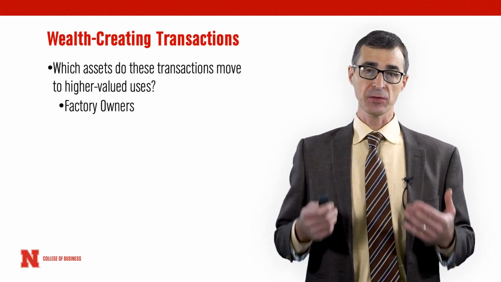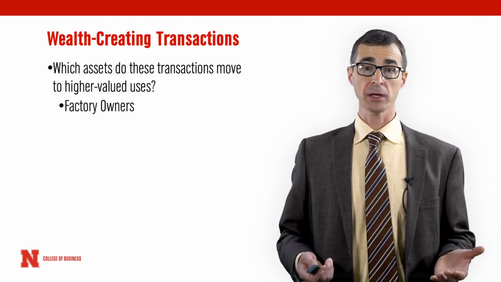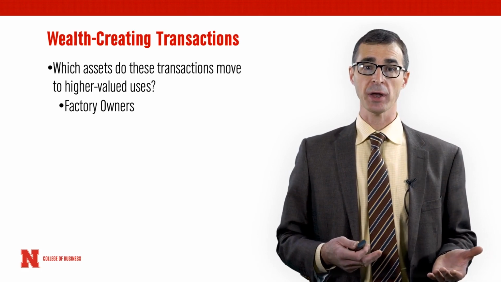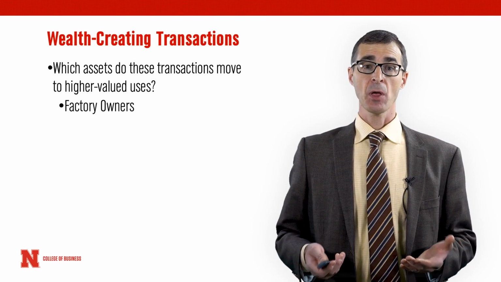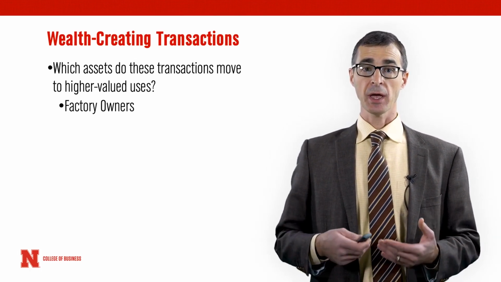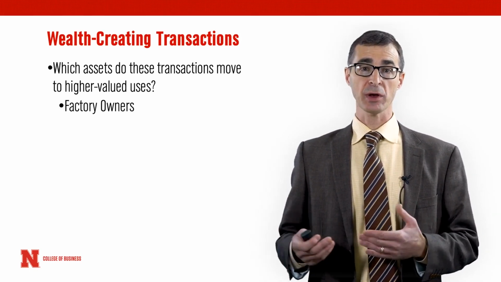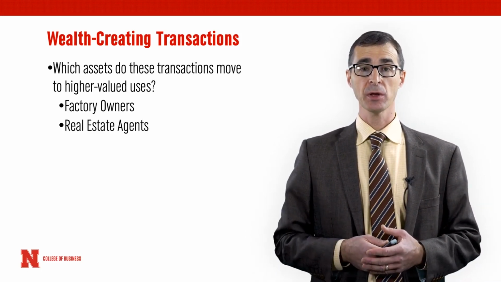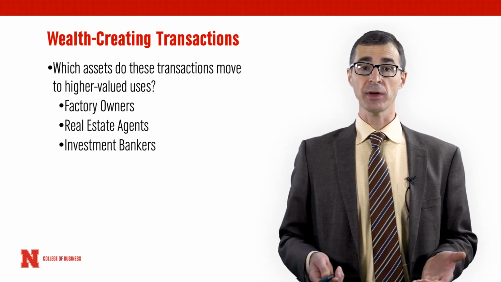Well, if we simplify the production process, the factory owner is in some sense buying labor from their workers, buying input goods that they're using to produce their product, and buying or borrowing capital from an investor. All of these are then being used to produce a finished product which is sold, and the labor, the capital, and the inputs are all being transformed from a lower to a higher valued use, assuming that the business is profitable.